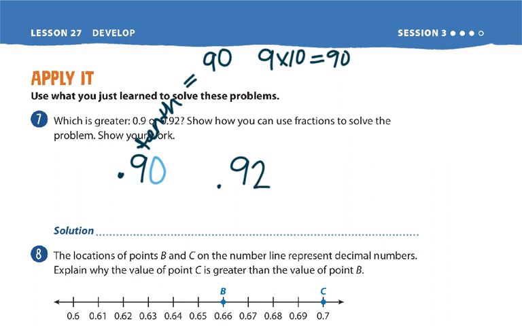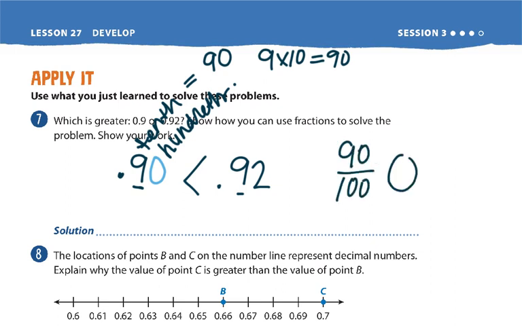And I'm comparing it to 0.92. All right, 9 and 9 is both 90 cents. But one friend has 2 extra pennies, so he has more money, right? 92 cents is more than 90 cents. All right, if it's in hundredths place, then I put 90 over 100 and 92 over 100. Again, 92 hundredths is greater than 90 hundredths.